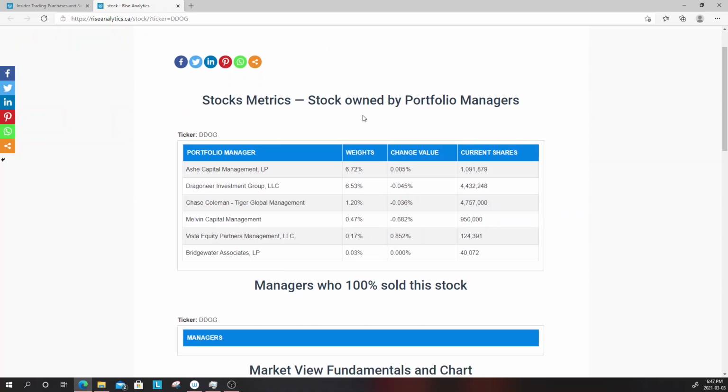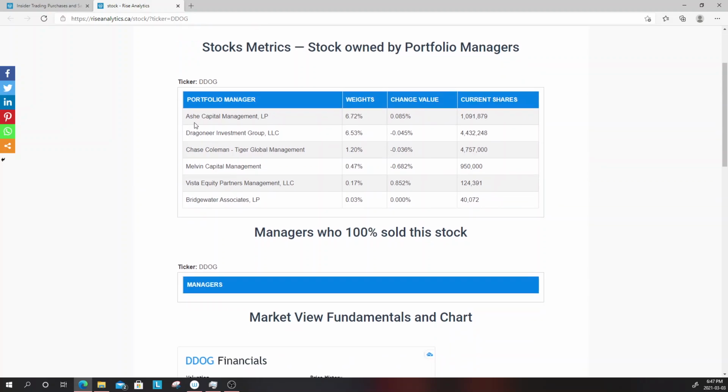as well. If I click and open in a new tab for this stock, I can easily see that this stock is owned by these many portfolio managers. For example, Ash Capital Management owns 6.7% portfolio weight in the stock, and that's the number of shares, and so on. And this Bridgewater Associates, the Ray Dalio fund, Melvin Capital. This is from their 13F filings.